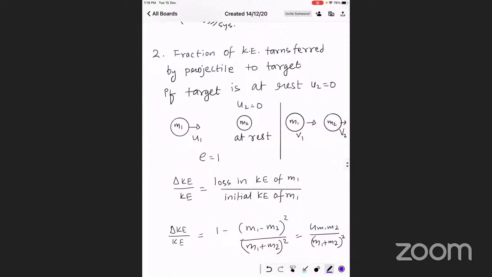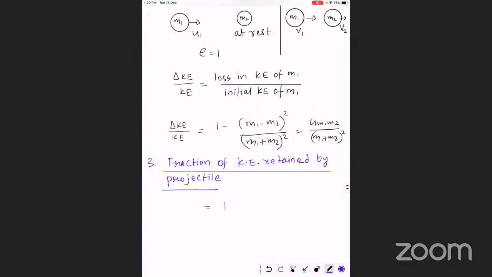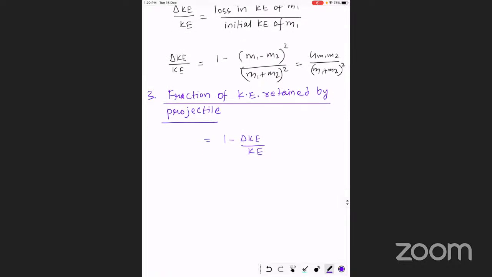Shall we go ahead? Okay. Yes. Right, next point: the fraction of kinetic energy retained by projectile. From the above calculation, you will do this: 1 minus delta KE by KE. That's it. Nothing new, okay?